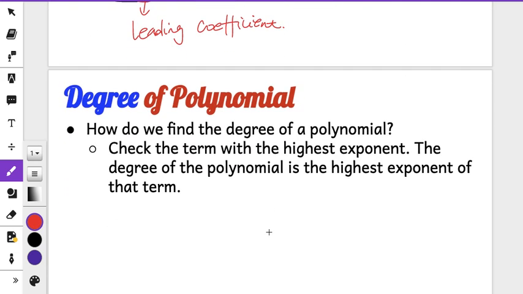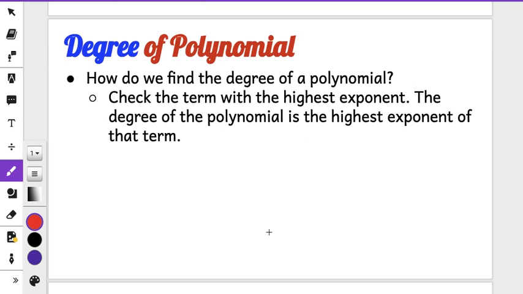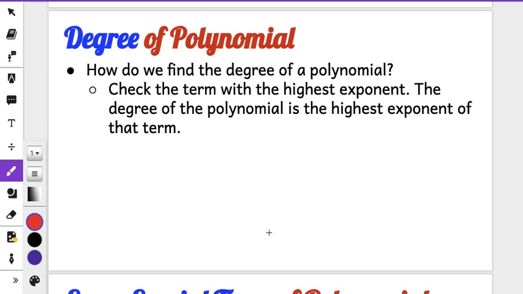In this video, the second part of the lesson, we are going to discuss what is the degree of a polynomial. So let's quickly read the definition, and then we're going to check more examples to see how we find the degree of the polynomial. For the degree of a polynomial, we need to check the term with the highest exponent. The degree of the polynomial is actually the highest exponent of that term. So what does that mean? Let's check the example here.